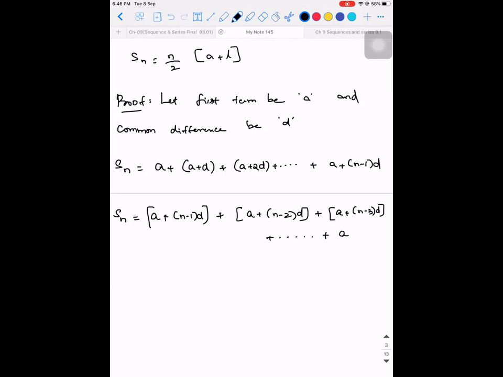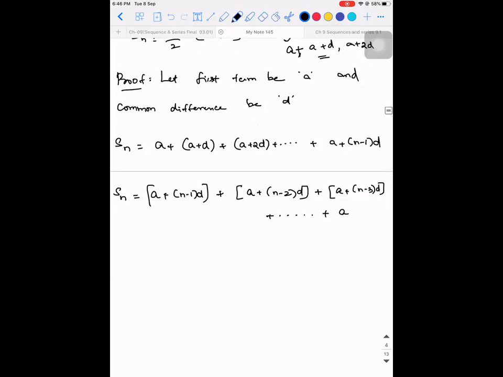So try to understand, guys. a comma a plus d comma a plus 2d is a sequence. Okay. If two numbers are separated by a comma, it is a sequence. If two numbers are separated by a plus symbol, it is a series. Okay. So what I have actually written here is the series of the sequence. Am I clear? So Sn and Sn, if you add, what will you get?